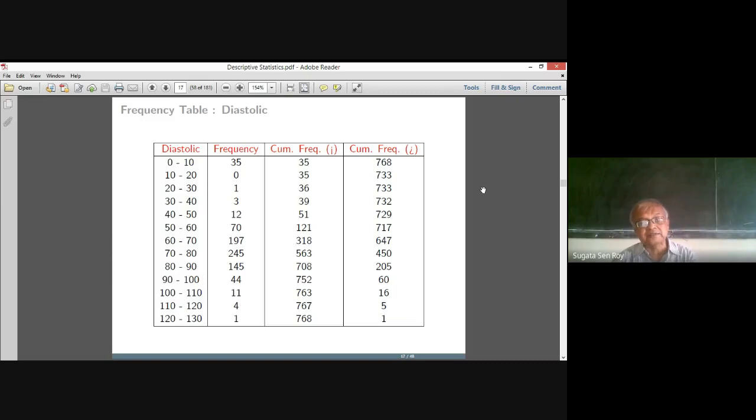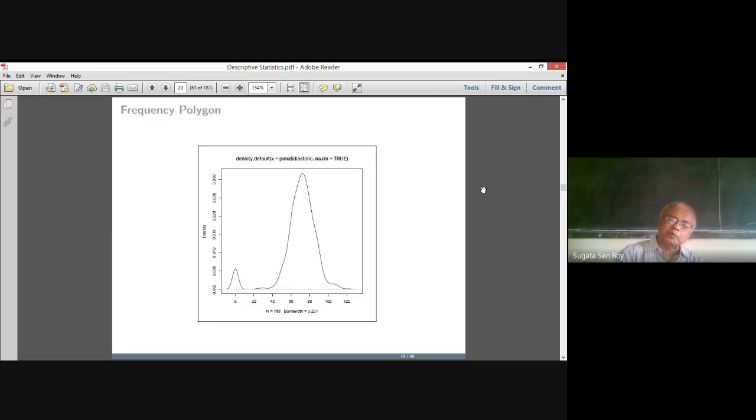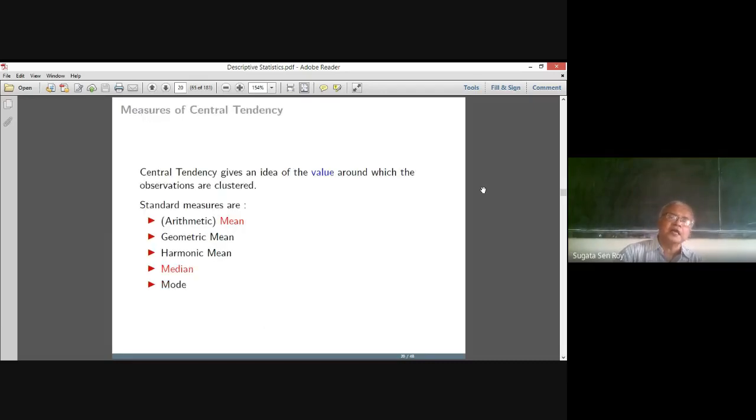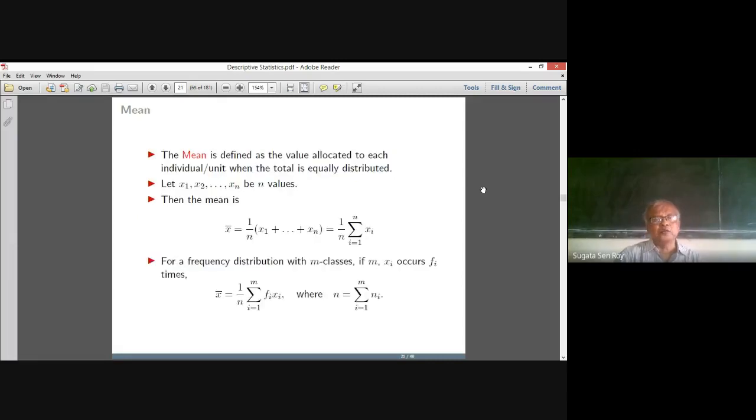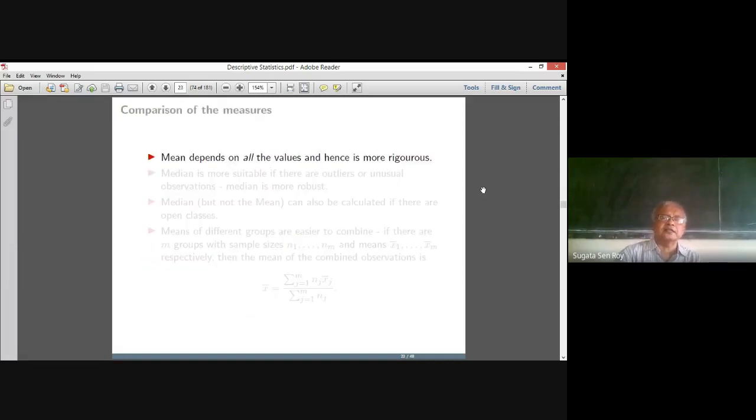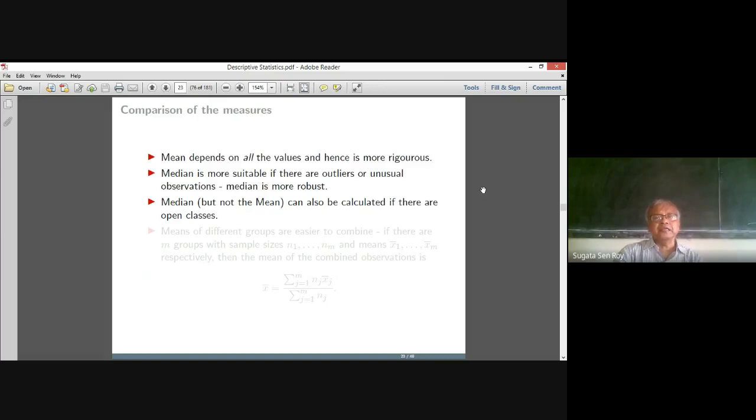So if you have open class intervals, again, you go for the median. It's easy to calculate the median. You know the formulas for this, so I'll not go into those. But more importantly, you'll go for the median if you have outlying values, because the mean doesn't really work then. I'll not go into the mathematical formulas, so these are the comparisons. The mean depends on all values and therefore is less robust.